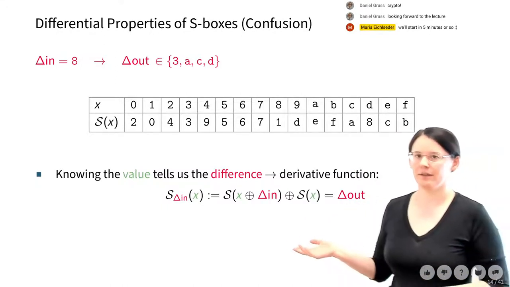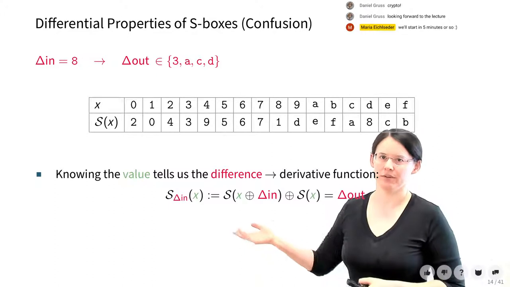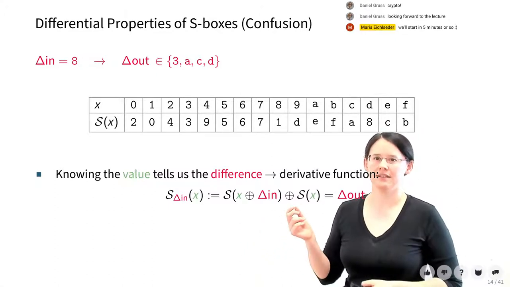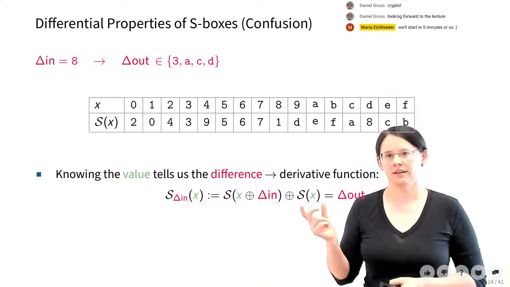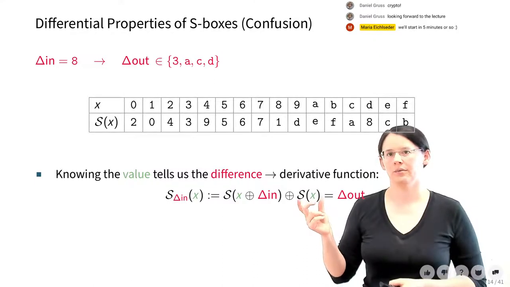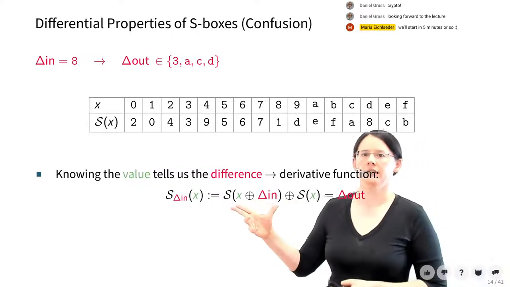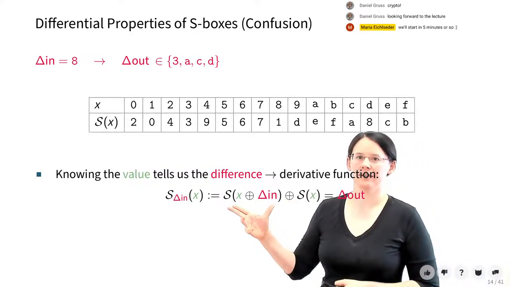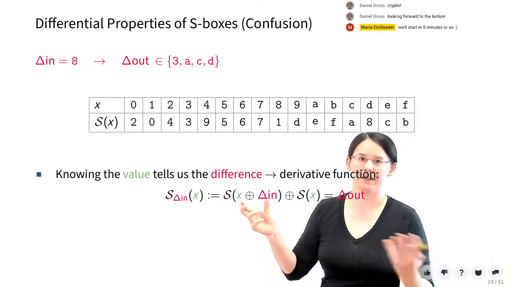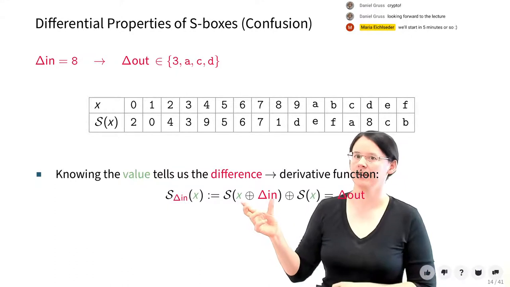And this function can be implemented or designed as follows, or written down as follows. What it does is it takes the output when the function is applied to the one input, XOR, the other output which I get when the S-box is applied to the modified input, so to the X prime, which is X XOR the input difference.